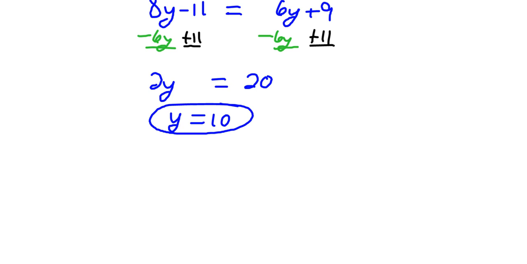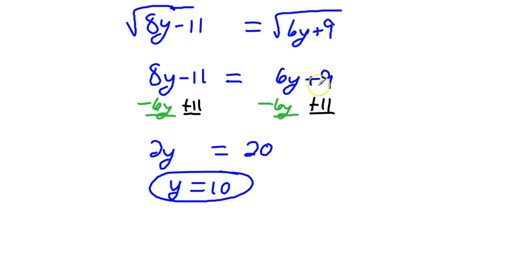Okay, so up to that point, everything has been linear. You get to the end, you've got 8y minus 11, you've got 6y plus 9, so everything basically for that part is linear, and linear just means you're doing y to the first power.